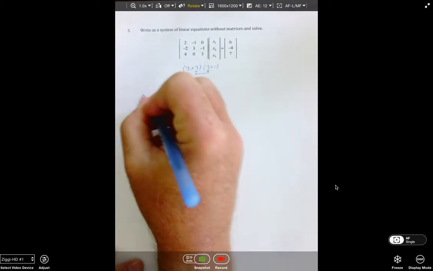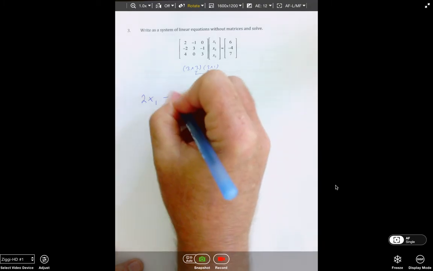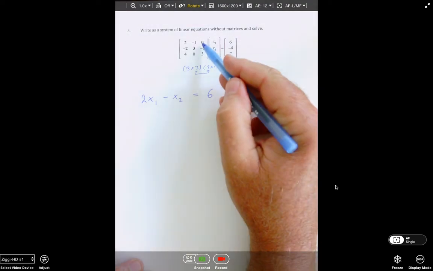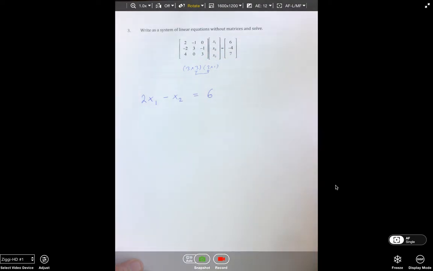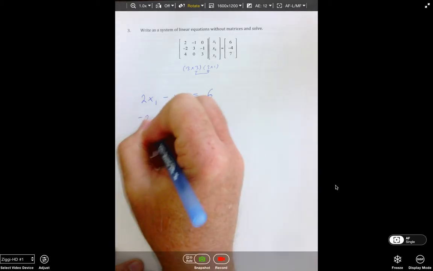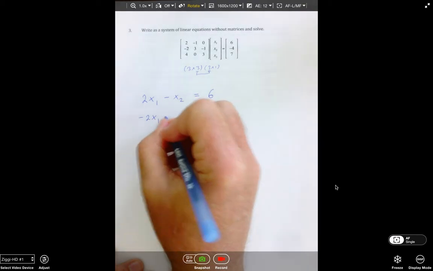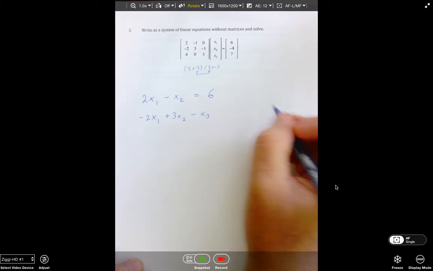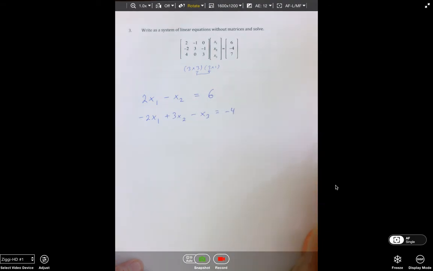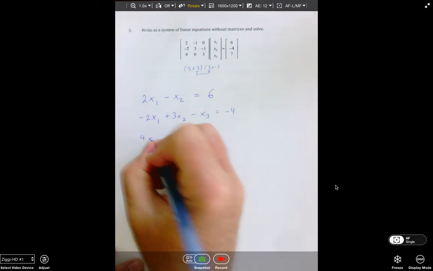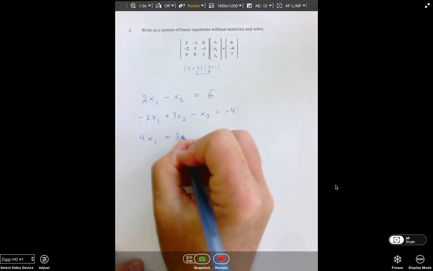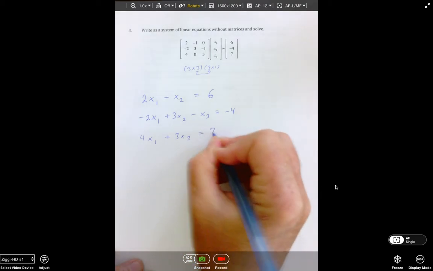So guys, the first equation is 2x1 minus x2 equals 6. That's 0 right there. So 0 times x3 gives us 0, so we don't have an x3 term in that equation. So -2x1 plus 3x2 minus x3 equals -4. And here we get 4x1 plus 0x2 plus 3x3 equals +7.